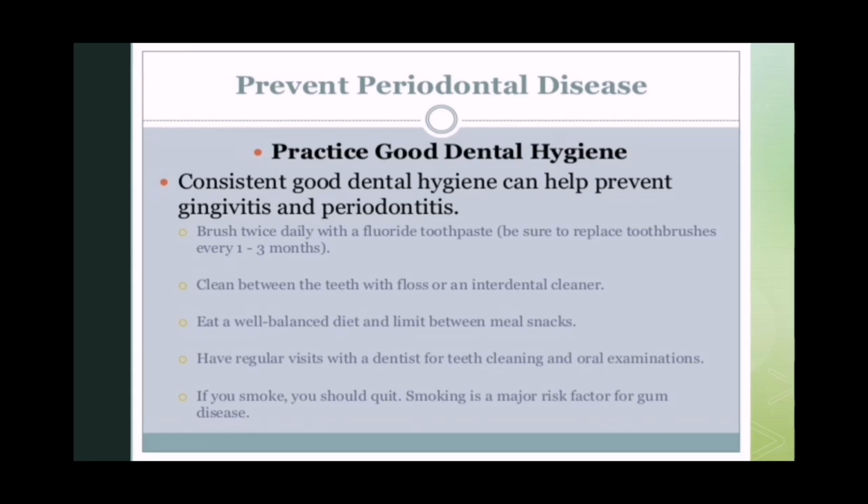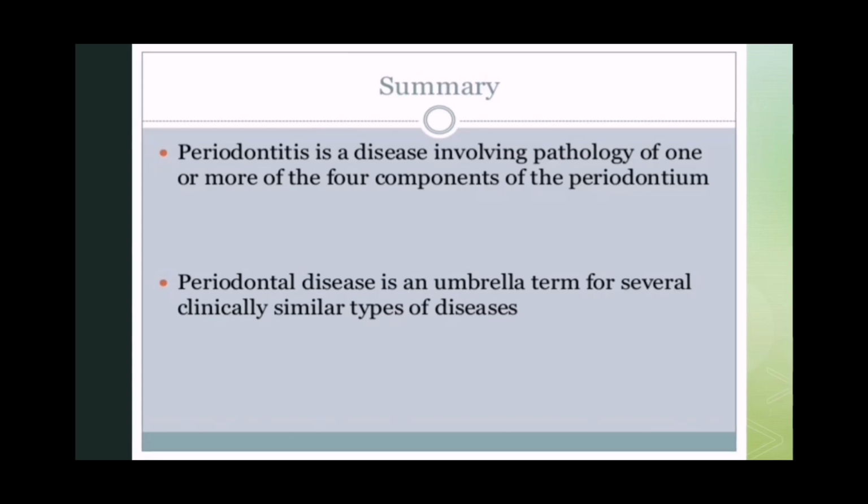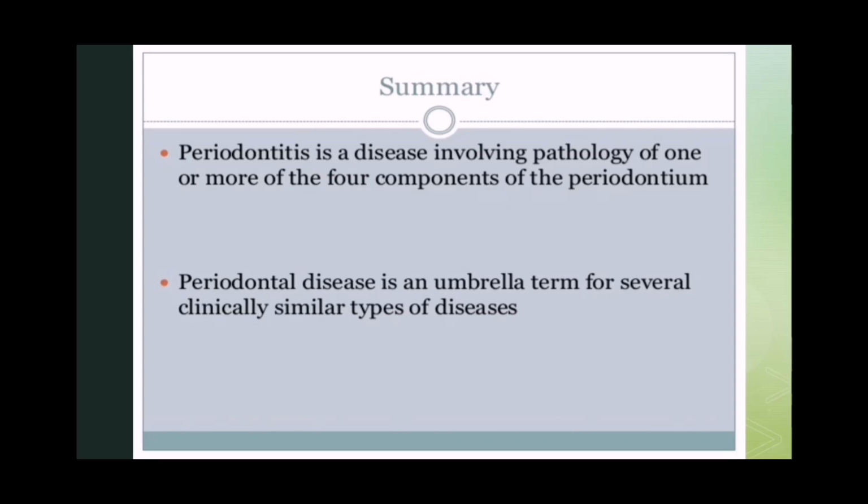Have regular visits with the dentist for teeth cleaning or an oral examination. If you smoke, you can quit. Smoking is a major cause of gum disease. Summary: periodontitis is a disease involving the pathology of one or more of the 4 components of the periodontium. Periodontal disease is an umbrella term for several clinically similar types of diseases.